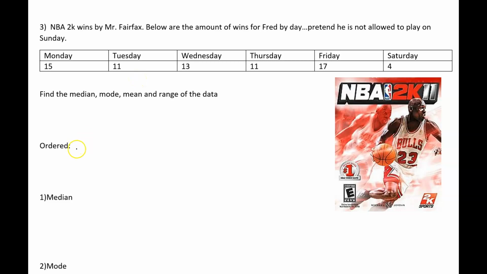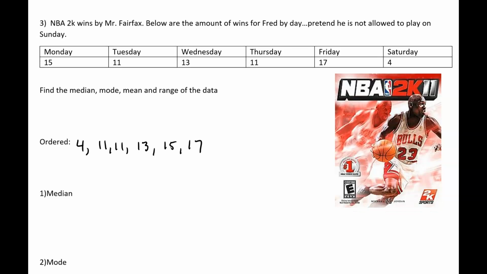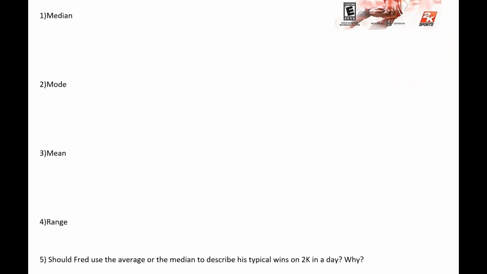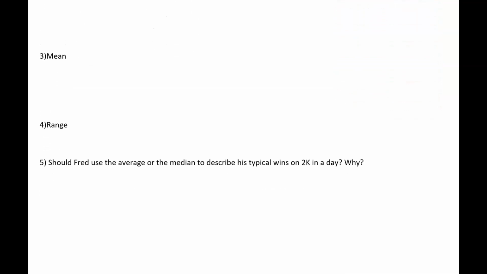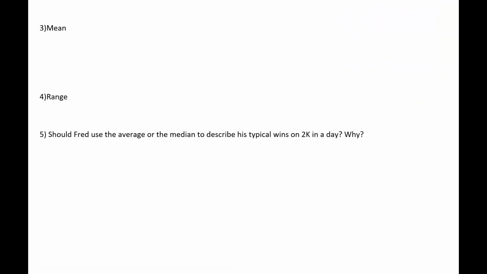The very first thing you should do, no matter what, is always order these. So 4 comes first, then you've got 2 11s, then a 13, then a 15, and a 17. You notice I have 6 numbers. I had 6 days, so I'm all set. So median should be easy to find. Pick the middle number. Remember, if you have 2 numbers in the middle, add them up and divide by 2 to find the middle of that. The mode is the number that occurs the most. The mean, add them up, divide by how many you have. And the range is the biggest minus smallest.